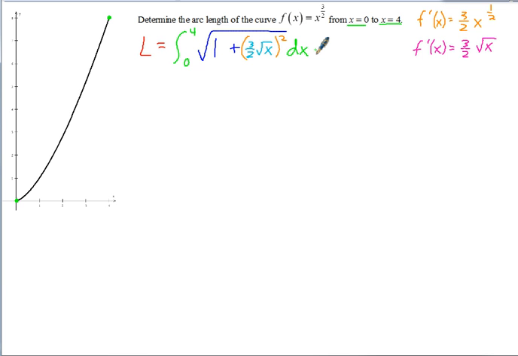And this one we can do without a calculator. So from 0 to 4, if we just simplify that, it's easier if we square that out. If we square out the 3/2, that's 9/4. And square root of x squared is just x.